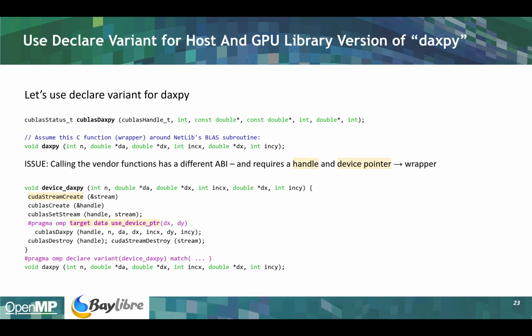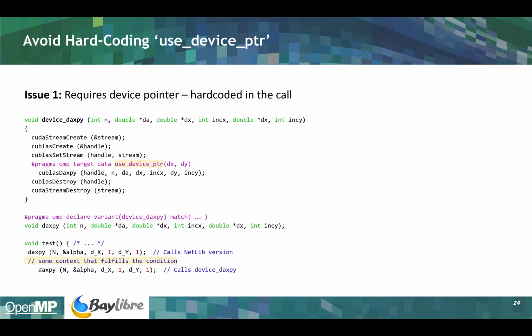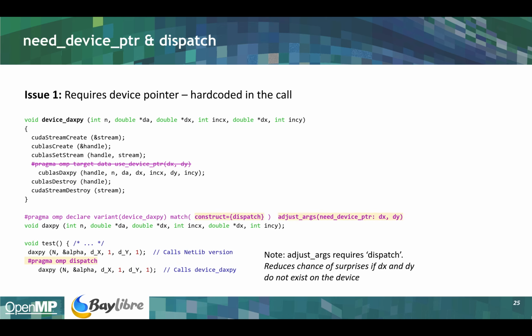That's pretty nice, but of course we would like to get rid of the use_device_ptr in the call here and move it into the callee. That's what we want to do now. As said, the use_device_ptr is hard-coded and we have some context to fulfill. Well, now let's use OpenMP dispatch as context, remove the target data from the device DAXPY function, and use the new feature of declare variant, adjust_args.